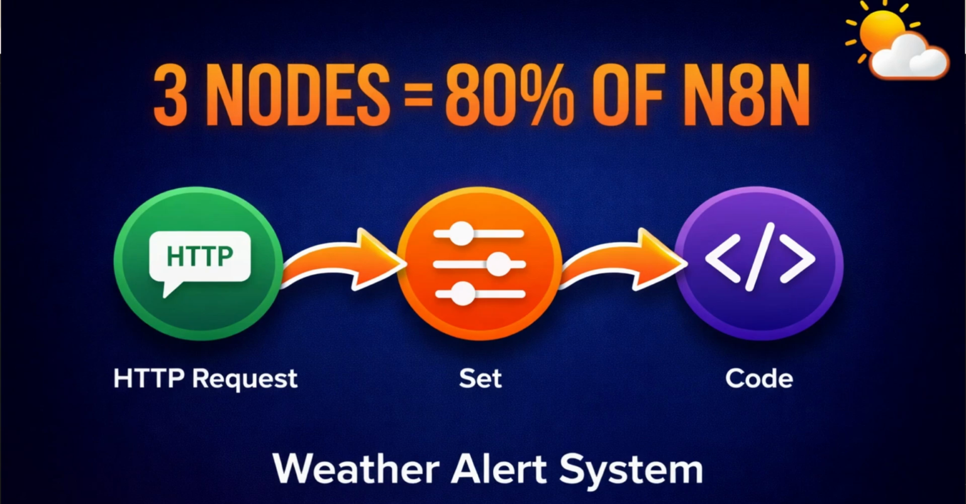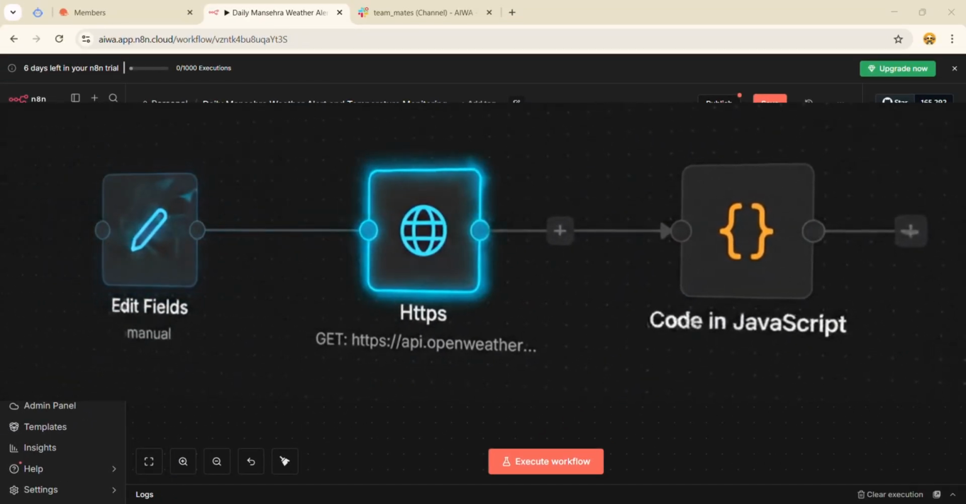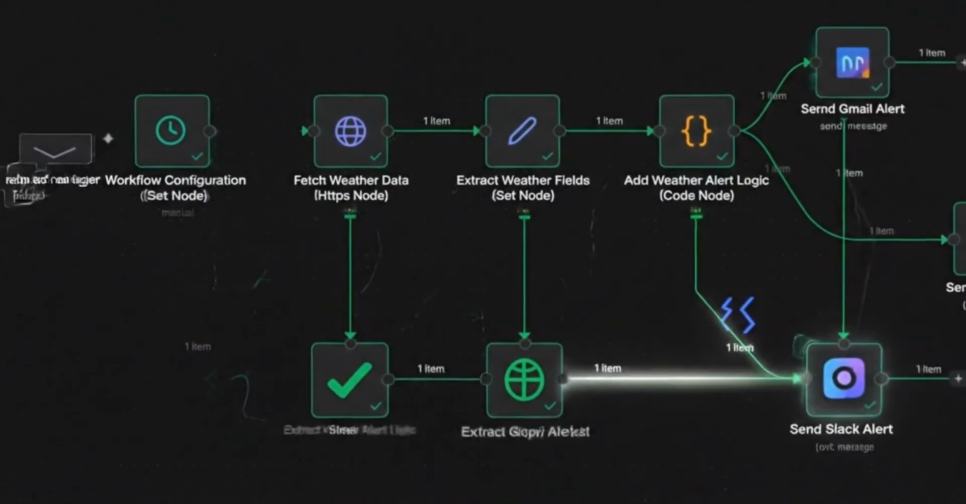Three nodes: HTTP request, set node, and code node. I use them in almost every workflow which I build. Master these and you have covered 80% of n8n. Today I will show you how these three nodes work together.